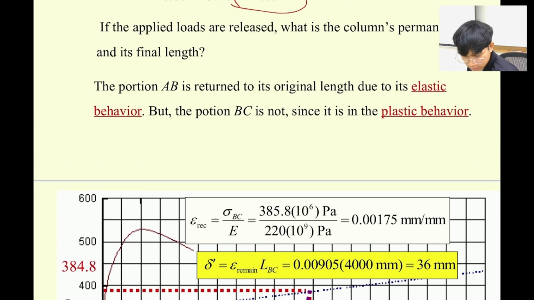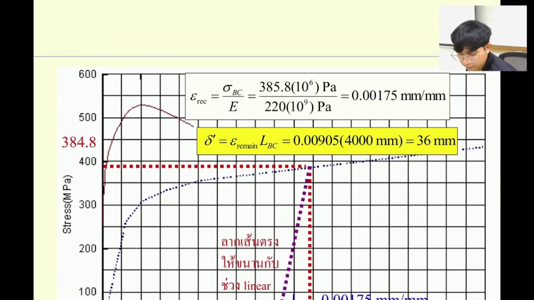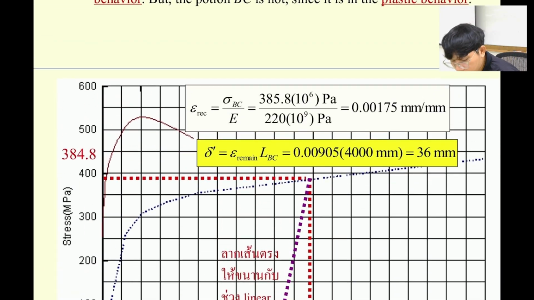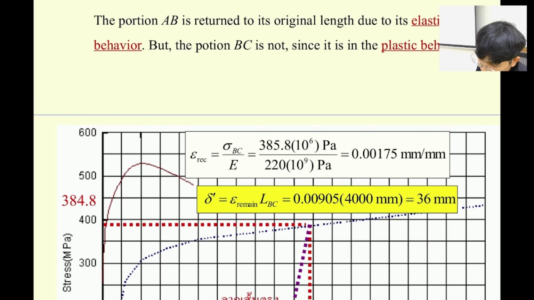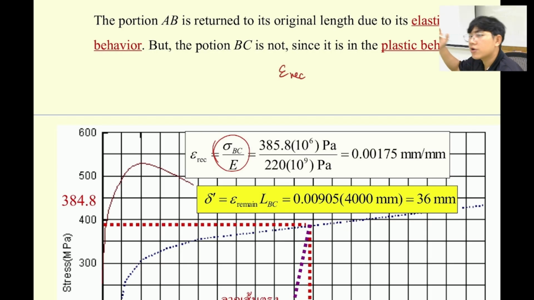All right. Next is what if we release all the load? What happened? Again, for the linear elastic, everything is going to come back to the same shape when we release it. But the problem occurs only for the material that is in the plastic region. In the plastic region, we know that the column BC is in the plastic region. What we need to find is the length that it can recover back.